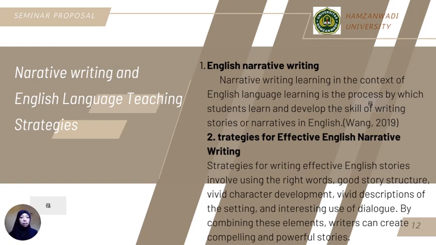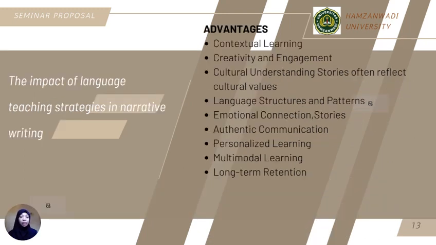Strategies for writing effective English stories involve using the right words, good story structure, character development, description of the setting, and interesting use of dialogue. By combining these elements, writers can create compelling and powerful stories. And the point is the impact of language teaching strategies in narrative writing.